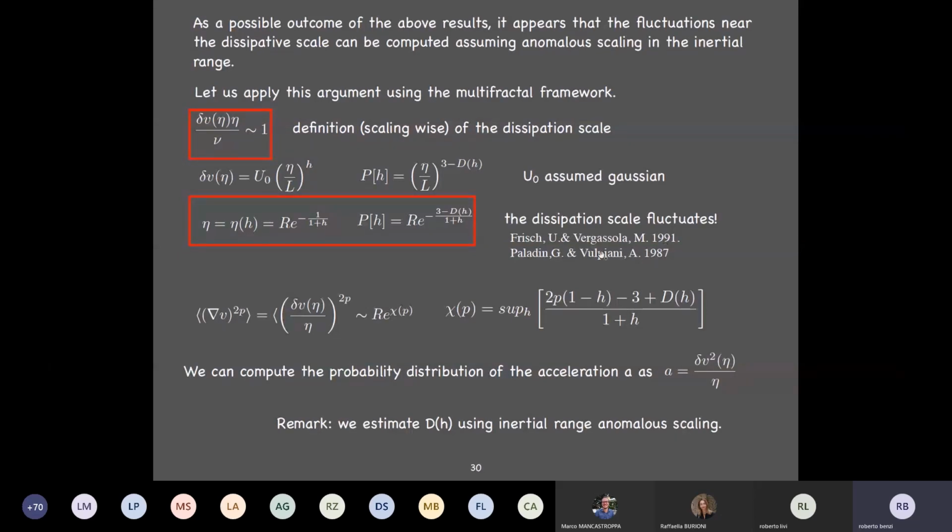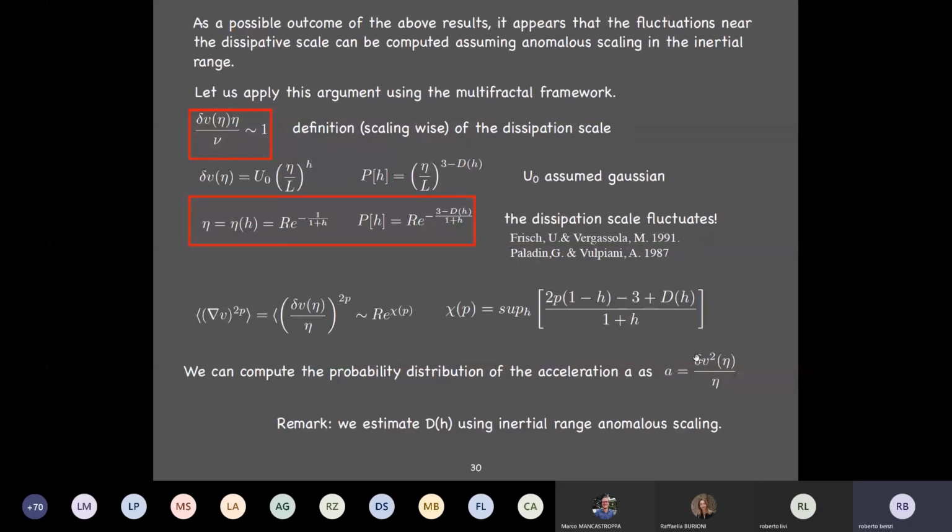Frisch and Vergassola, is that in fact the dissipative scale in turbulence is a fluctuating quantity. Once you observe this, then you put everything together, you run a machine of standard algebra, and you can derive two pieces of information. One is how the velocity gradient goes as a function of Reynolds, which is non-trivial, and then how to compute the probability distribution of the acceleration, because now it's different from the one predicted by Kolmogorov.